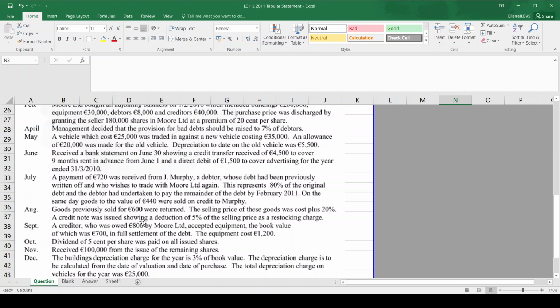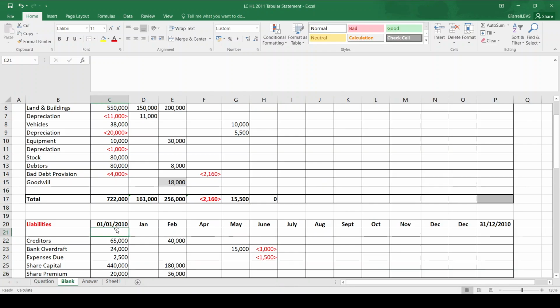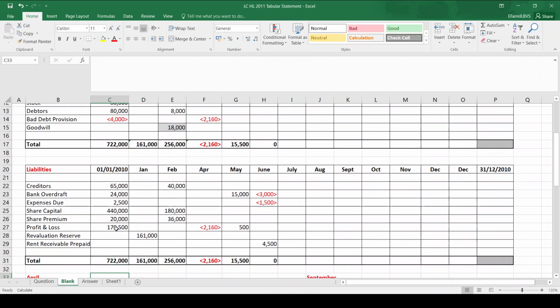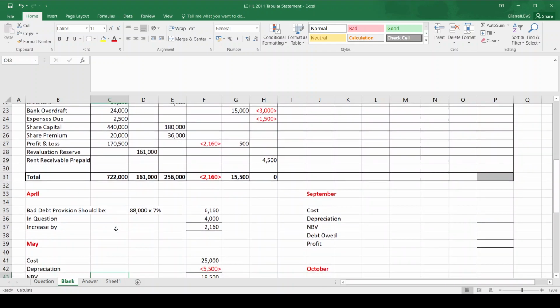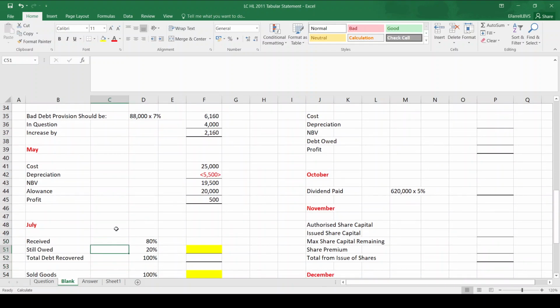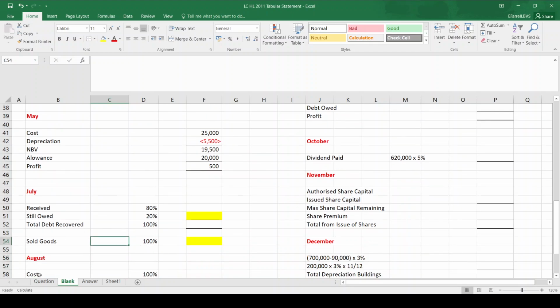And because he's doing that, on the same day, goods to the value of 440 were sold. So because he's paying us back the debt, we are going to sell him goods of 440. And there's no VAT on those goods, and sometimes there is VAT on the goods in these questions, which makes it slightly harder.